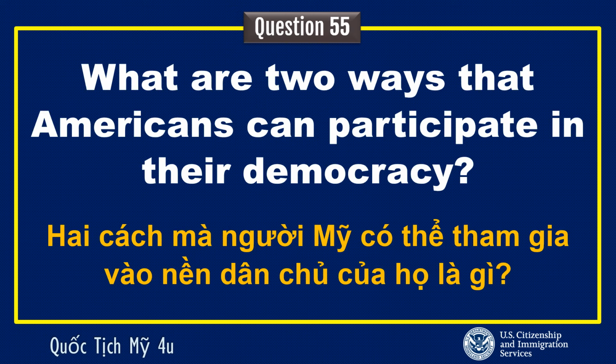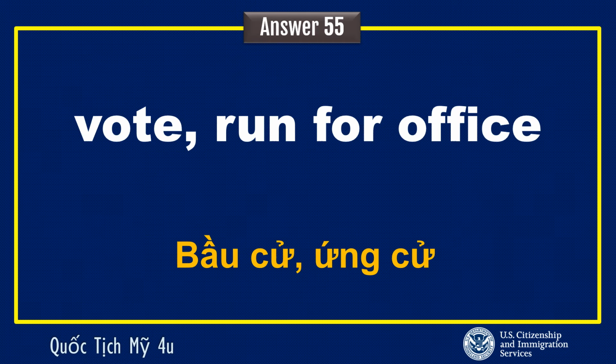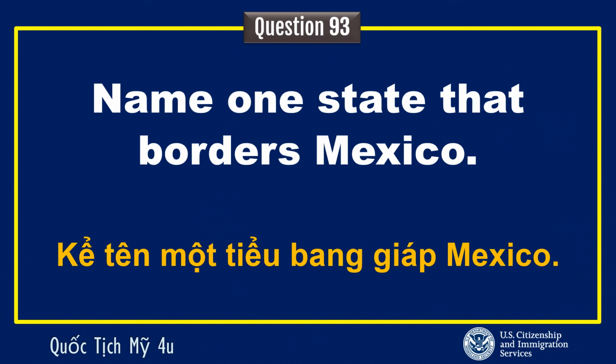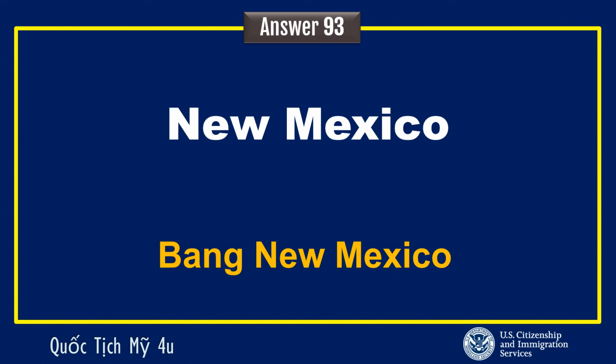What are two ways that Americans can participate in their democracy? Vote, run for office. Name one state that borders Mexico. New Mexico.